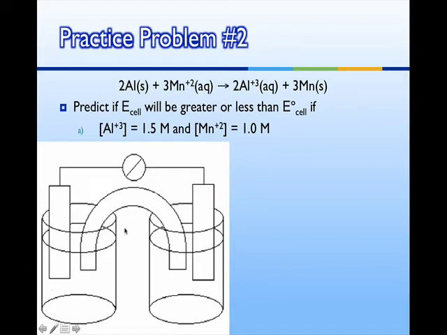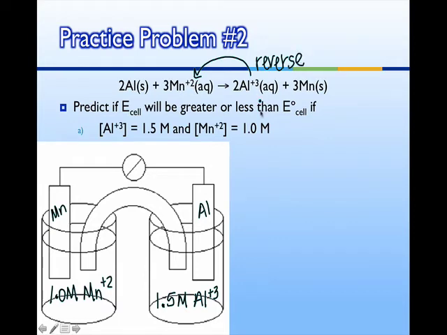If I wanted to draw this in so we could see what's happening, I'm going to have manganese and 1 molar manganese ions down here. And then on the other side, I'm going to have aluminum as the electrode and 1.5 molar aluminum ions in solution. So if we want to think about this, I want to lose the aluminum ions and gain the manganese ions. And if I look up here, what that tells me is it's going to want to shift backwards. It's going to want to go in reverse because I have more of this, and in order to establish a new equilibrium, it's going to want to shift back to the left.